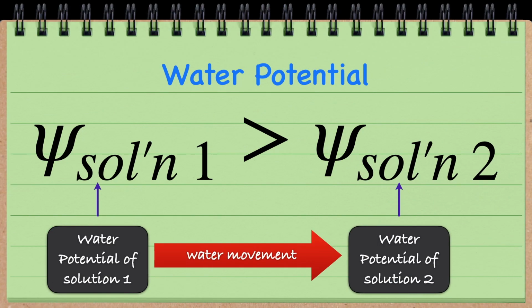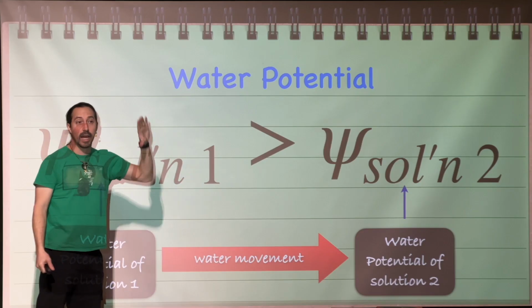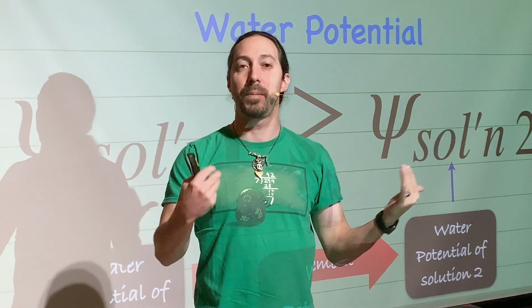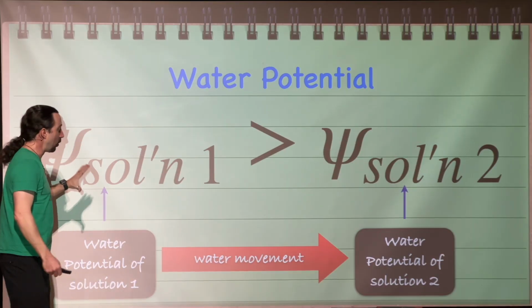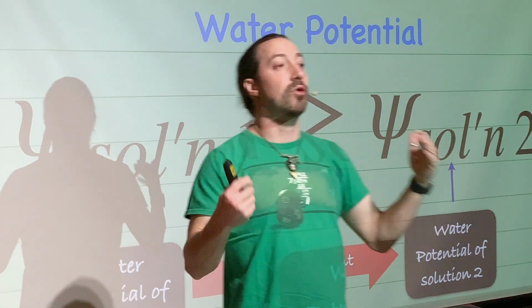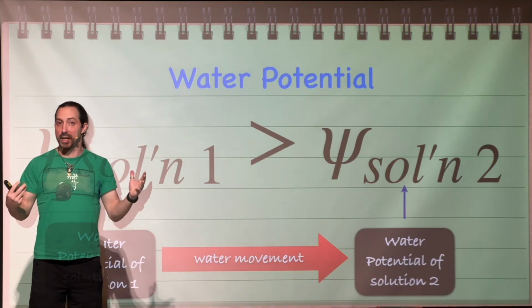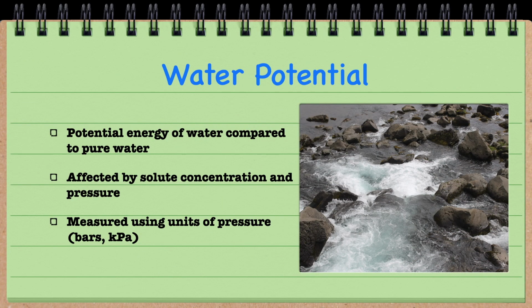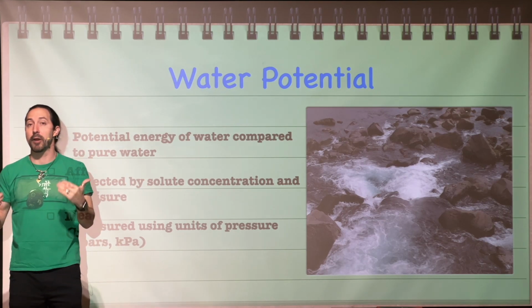If, on the other hand, solution 1 has a higher water potential than solution 2, then that means that water will naturally diffuse toward the lower water potential. So in this case, water will move from solution 1 toward solution 2. Now that we know the directions that water would move based upon water potentials, it will go from a high water potential toward a lower water potential. And that's because water potential is the measurement of the potential energy of the water in your solution compared to pure water.